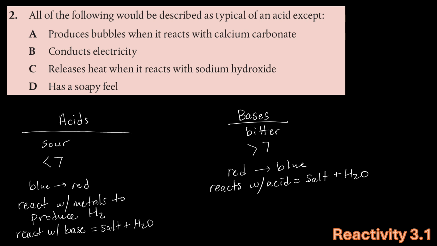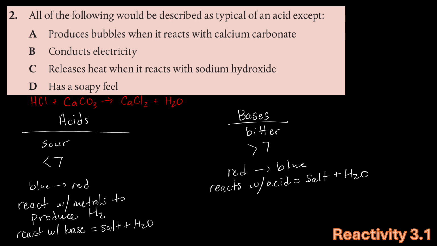So A says produces bubbles when reacts with calcium carbonate. Now let's just pick a very common acid like HCl. If HCl would react with calcium carbonate, which is CaCO3, it's going to produce the salt, which is going to be calcium chloride. Remember, you need 2 chlorines because calcium has a positive 2 charge. Then it's going to create water.